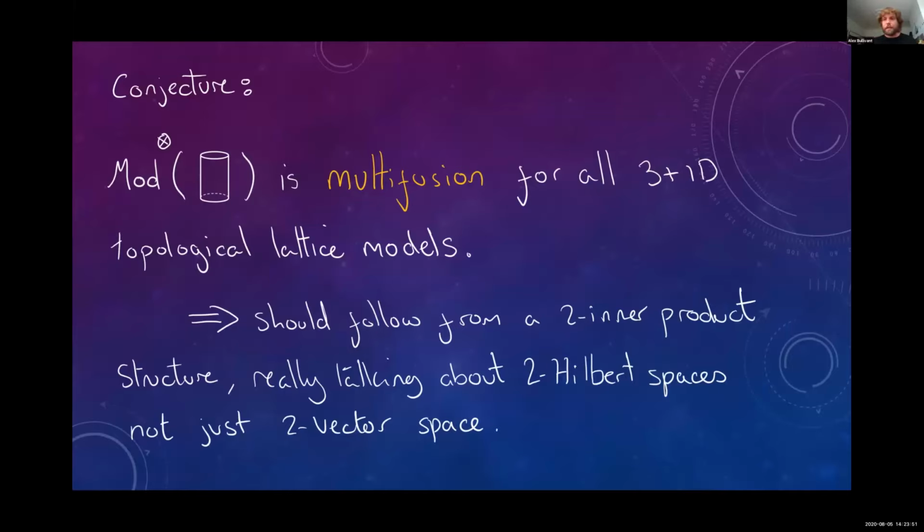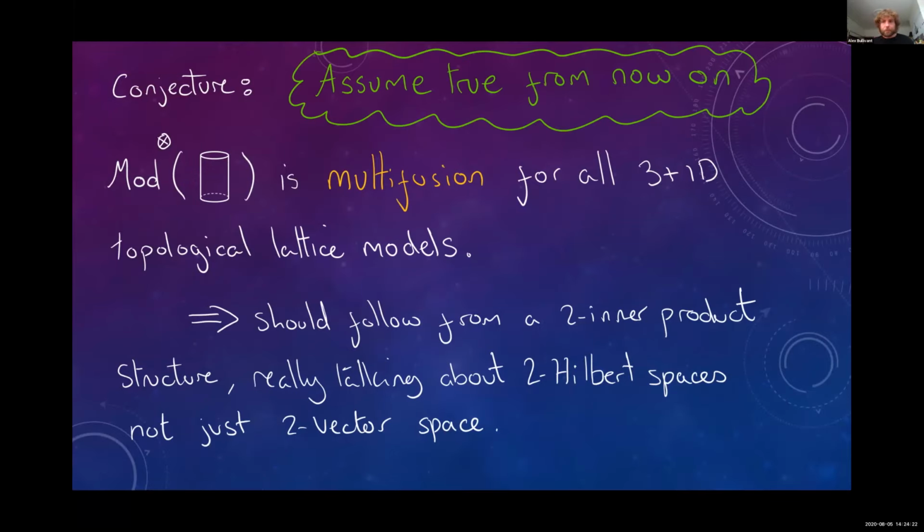I know for gauge theory and higher gauge theory it does, but I'm still ironing out the proof. Roughly speaking, I conjecture that this 2-algebra is always actually a multifusion category for any choice of 3+1D topological lattice models, as I defined previously. The idea is that this should follow from some categorification of an inner product structure, because we should really be talking about 2-Hilbert spaces, not just 2-vector spaces. We can discuss this in the questions if people are interested. For the rest of the talk, I'm going to assume that this is true.